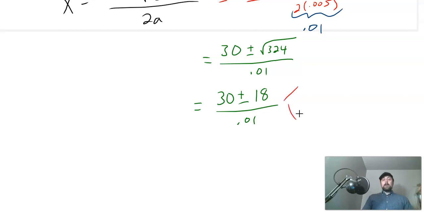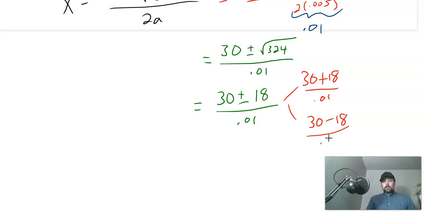You have to consider both answers separately and then simplify further, because what should end up happening here is we can get a single numerical answer for both, right? For the plus sign and for the minus sign. So rather than leaving it as this kind of complicated plus or minus expression, we should separate them and just whittle them down to single numerical values, right? So we'll get 30 plus 18 over 0.01 and 30 minus 18 over 0.01.